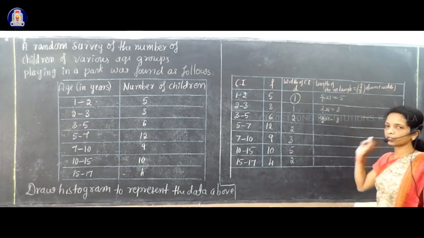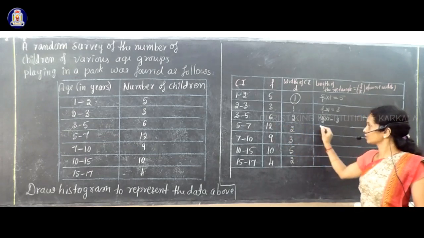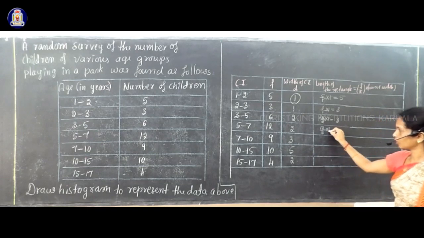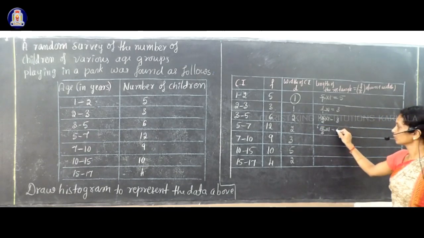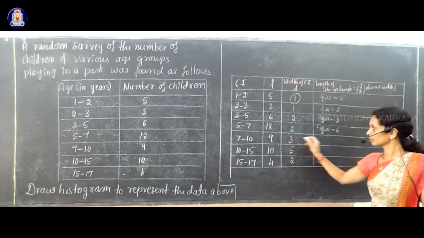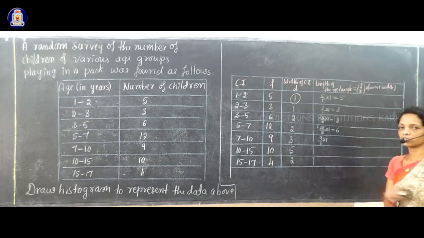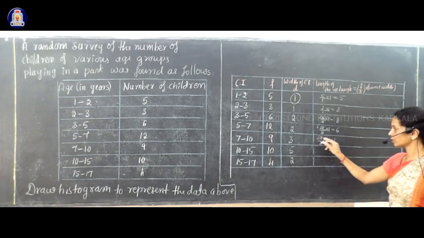So here length is 3. Next here f by d, f is 12 divided by d is 2 into lowest width, that is 1, and here 2 ones are 2, 6 times, so here 6. Next here f by d, 9 divided by 3 into the lowest width, that is 1, 3 ones are 3, 3 times, so 3 into 1, that is 3.